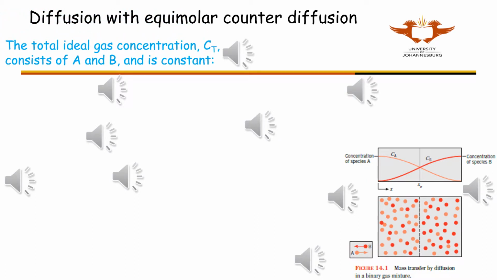The concentration of gas A plus the concentration of gas B is equal to the total concentration. You can differentiate both sides of this equation with respect to y, the distance towards the right. The concentrations of A and B vary, but the total concentration stays constant, and the differential of a constant is 0.